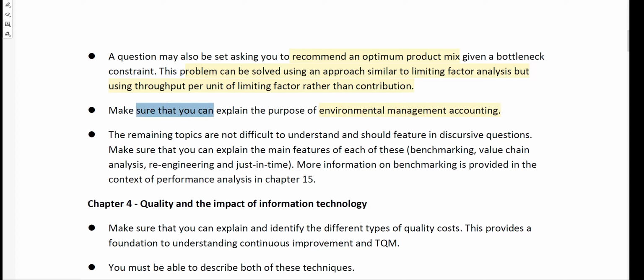So make sure you can explain the purpose of environmental management accounting and environmental costing. And the remaining topics are not difficult to understand. The examiner has told you, and it should feature in discursive questions, meaning they'll mostly come as theory. Okay, things like just in time, things like benchmarking, value chain, re-engineering, right?